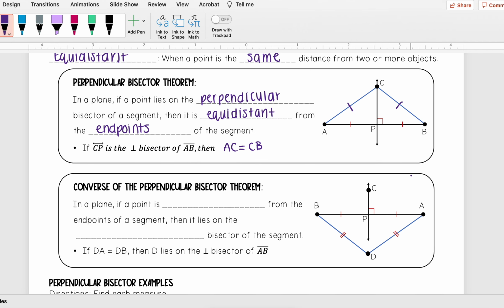And then we see with this theorem that the converse is actually true as well, so we can reverse the order of this. And that says, in a plane, if a point is equidistant from the endpoints of a segment, then it lies on the perpendicular bisector of the segment. So in other words, if DA is equal to DB, then D lies on the perpendicular bisector of AB.